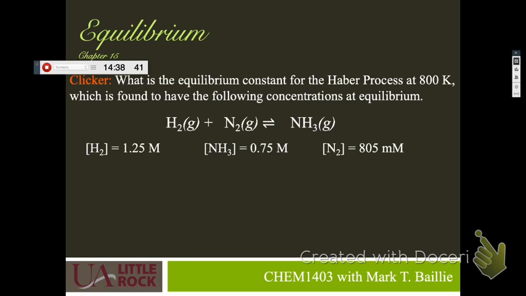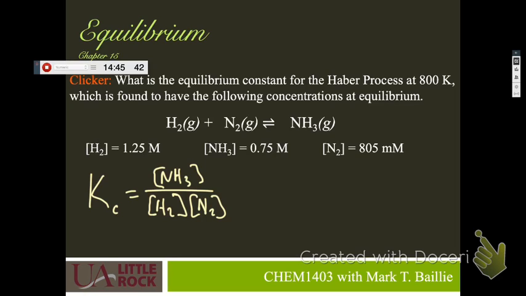Can someone volunteer? Let me do one thing actually, and then see how you guys feel about this. In order to calculate an equilibrium constant, first we're always going to write it out. What's on the top? Concentration of the products at equilibrium. So concentration of NH3 over concentration of reactants, right? Then we just plug in the values and we find the number, right?